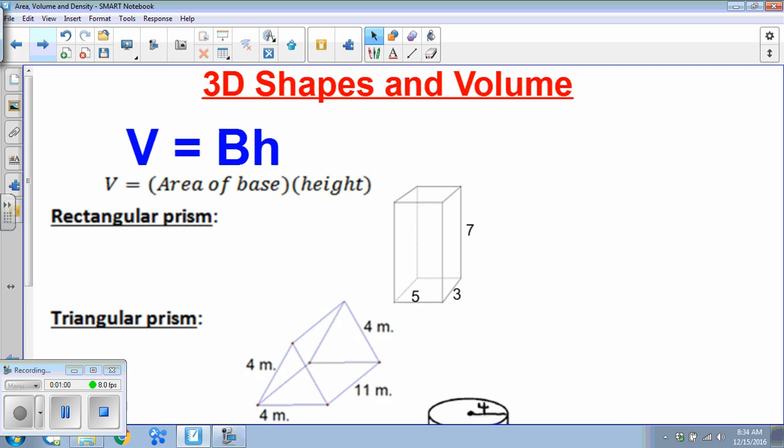Volume. Now, an easy way to remember volume: if you have parallel bases, meaning the top and the bottom are the same shape, and it doesn't come to a point. For example, rectangular prisms and triangular prisms. The only difference is that the base is a rectangle for a rectangular prism and a base is a triangle for a triangular prism.